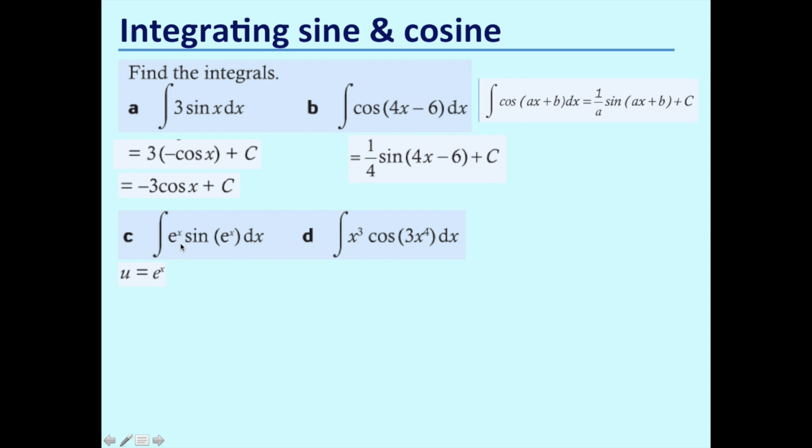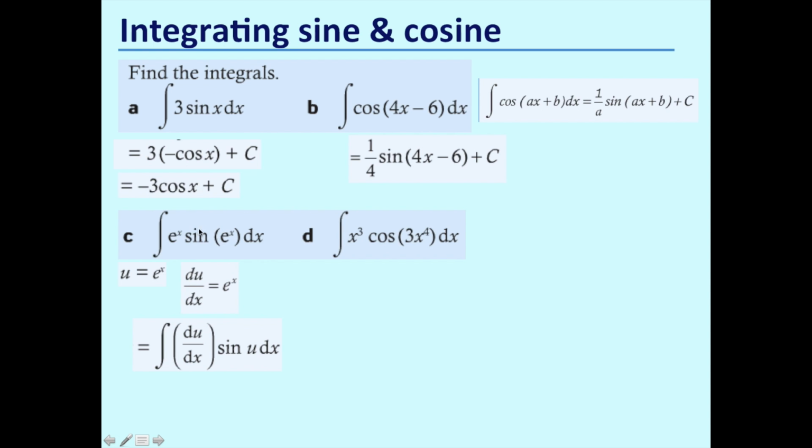For part C, we're going to use the substitution method. So we're going to say u equals e to the x. If we differentiate u with respect to x, we end up with e to the x. So you can see in this instance, we're saying this is going to be our u, and then if we differentiate that, we end up with this. So we can use the substitution method here. u equals e to the x, differentiate that, gives us e to the x.